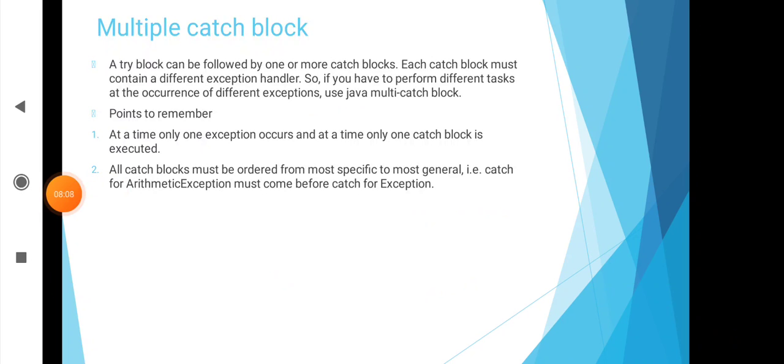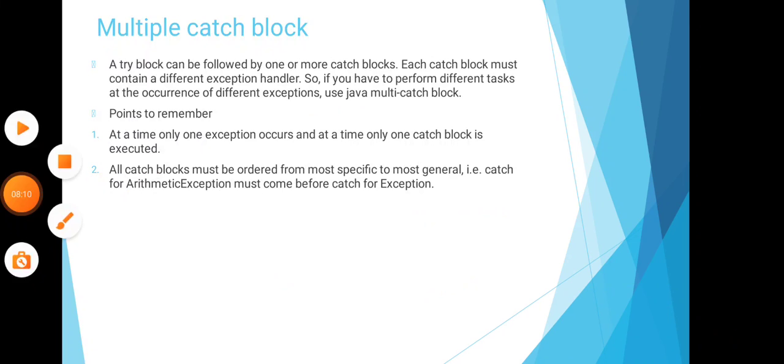Then multiple catch block. A try block can be followed by one or more catch blocks. Each catch block must contain a different exception handler. So if you have to perform different tasks at the occurrence of different exceptions, use the Java multi-catch block. Several types of exceptions may arise when executing the program. They can be handled by using multiple catch blocks for the same try block.